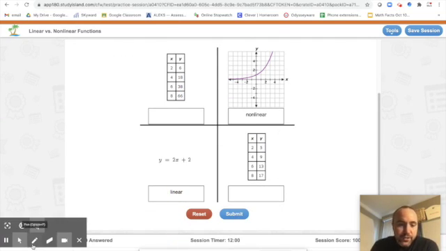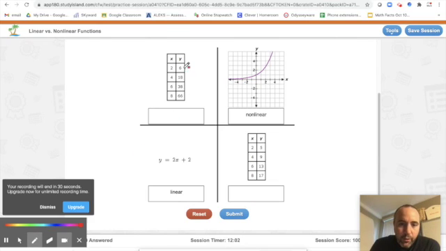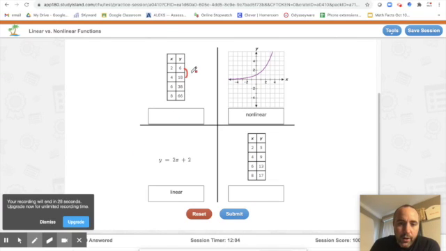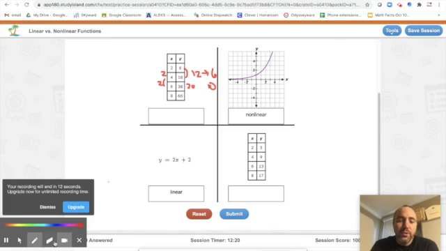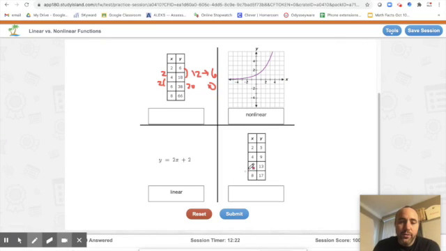Now let's investigate the tables a little bit. So here I'm going up by 12 while x is going up by 2. So that rate of change is going to be 6. 18 to 38, that's going up 20 while x is still going up 2. So that rate of change is 10. So that gives me a nonlinear example here.